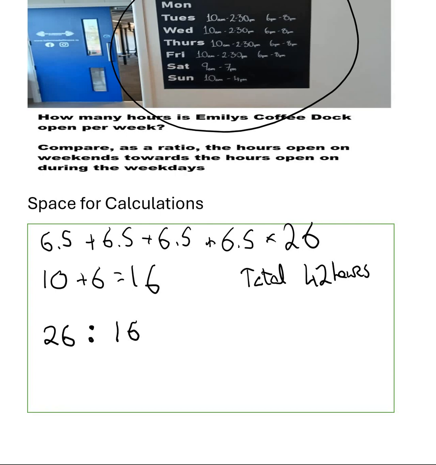We could leave that as the answer, but sometimes we like to simplify it. So we look for a number that will divide evenly into 26 and 16. I know 2 will divide evenly into 26, and that will go in 13 times. Put my ratio sign, and 2 divides evenly into 16 8 times. So the ratio is 13 is to 8. That's the way we say it.